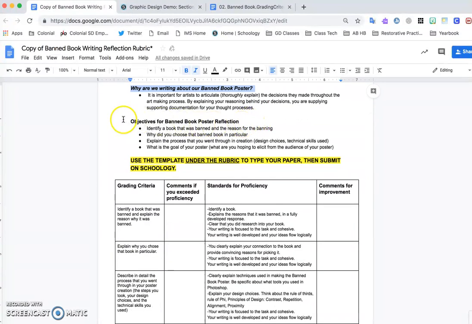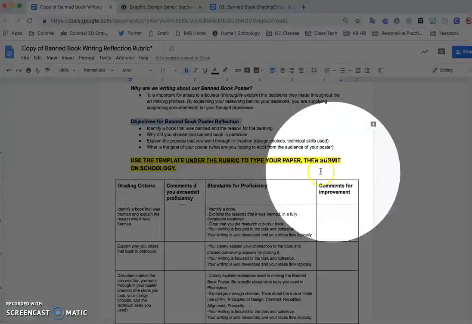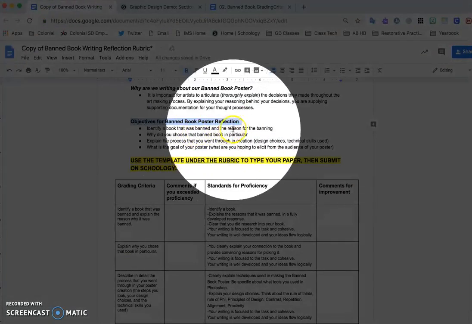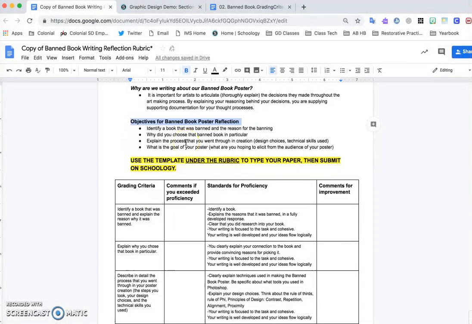Alright, so we're moving on to the objectives for your banned book poster reflection. First, you want to identify a book that was banned and a reason for the banning, which you should have already done to make your poster. So why did you choose that banned book in particular? Explain the process that you went through in creation, design choices, technical skills used, and what is the goal of your poster? What are you hoping to elicit from the audience?